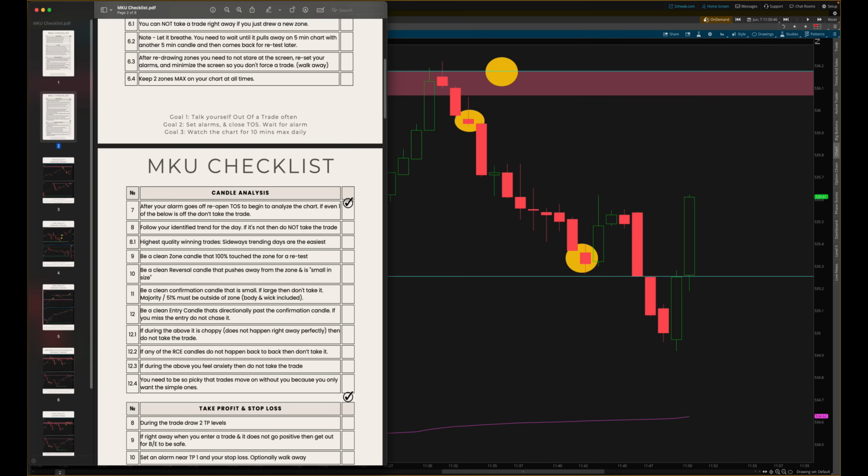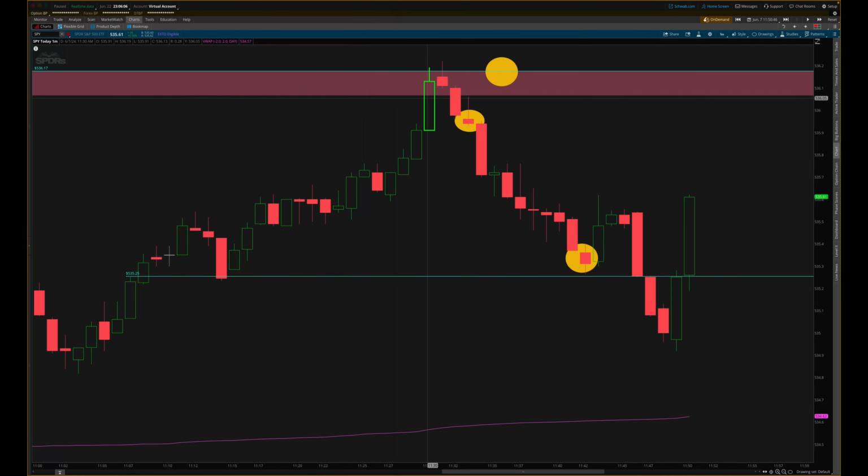Now, 12.1. If during the above it's choppy, being that it does not happen right away perfectly, and I mean perfectly, green, red, red, red, doesn't happen perfectly, then do not take the trade. And I know that's contrary to popular belief because sometimes it could be a green zone candle, reversal, maybe a confirmation candle, and then their entry starts forming up here, then it goes down here, then it goes up here, kind of breaks above it, then it goes back down again, and then we got another piece here, then it keeps going here, and you're like, oh, I knew I should have entered the trade. I'm not entering that. Either it goes up and it's pretty and it comes down right away, or I'm not touching it. I don't care.